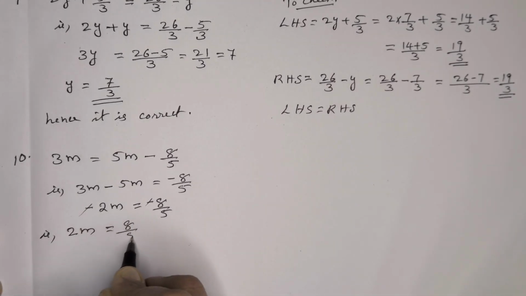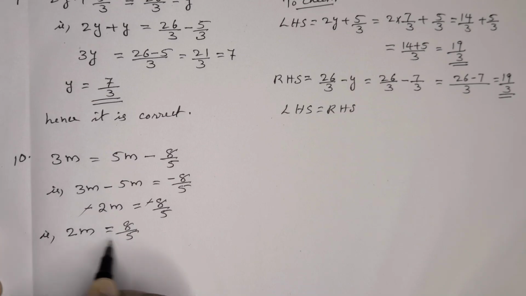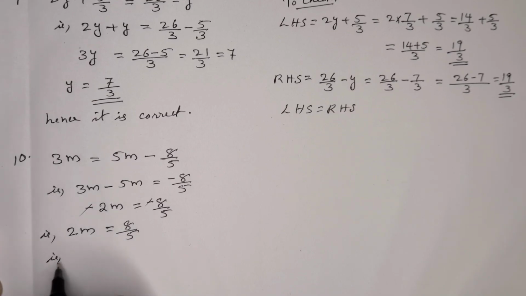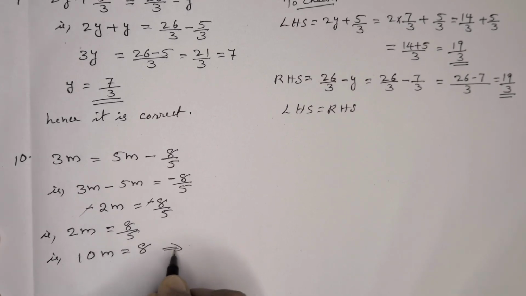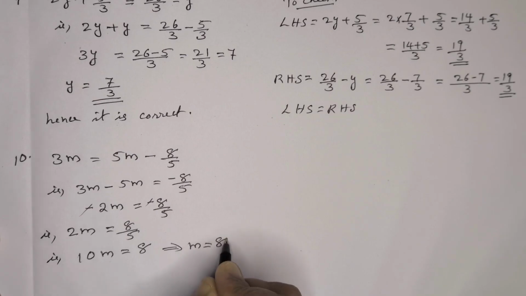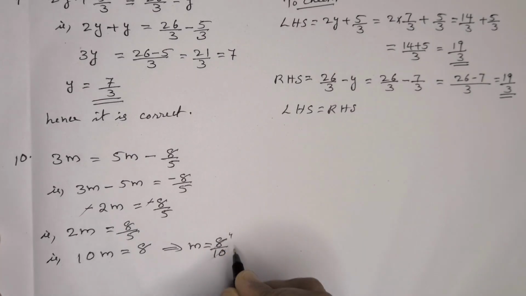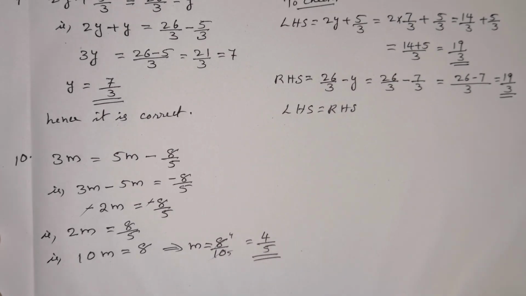8/5. Cross multiply. That is 2 into 5, 10m = 8. Which implies m = 8/10. We can simplify by 2: 4/5. So m = 4/5.